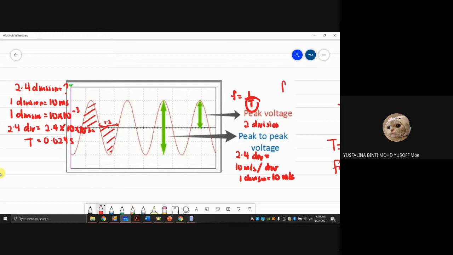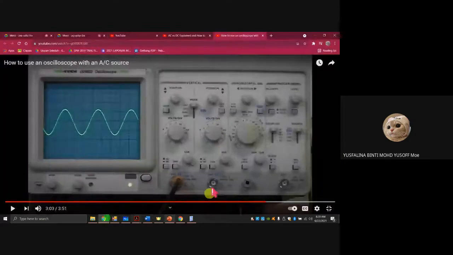We have to substitute in this formula. So 1 divided by 0.024. So what is the answer here? To find the frequency, you need to look back to the CRO. What is the setting that you use? Say if your setting here, for this video here, they changed it to 10, right? So it means the value for one division on the x-axis is 10 millisecond. If you change to 1, it becomes 1 millisecond. It depends on you, which one you think is easier for you to read. Okay, the scale.